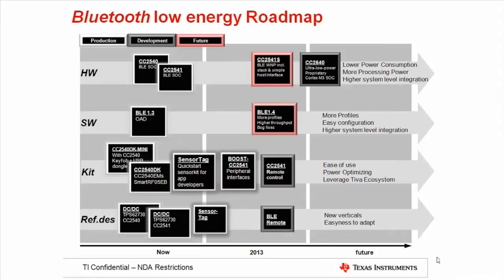It is divided into 4 sections. First is the hardware. This is the core of the Bluetooth Low Energy solution. On the hardware side, we currently offer 2 different devices, the CC2540 with USB interface and CC2541 with I2C interface and optimized power consumption. On the roadmap, we have the CC2541S wireless network processor simplifying the host interface, and finally the CC2640 offering much lower power consumption, more processing power, and higher system level integration.